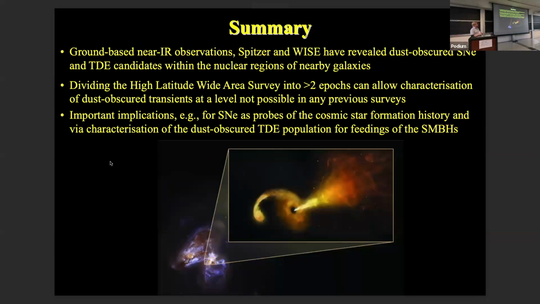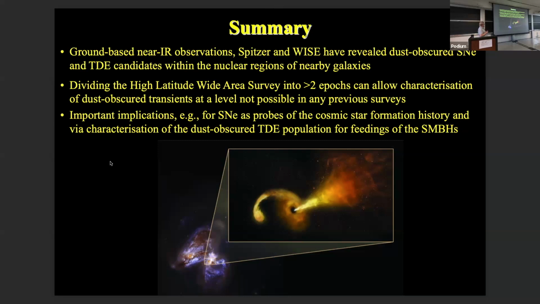So then I finish with my summary slide. Basically, the ground-based near-infrared, Spitzer and WISE observations have revealed dust-obscured transients, supernovae and TDE candidates within the nuclear regions of galaxies. And now if we were able to divide the high-latitude wide area survey into 2 or more epochs, we might be able to detect many more of these and characterize them using the color information, possibly the light curve information as well.